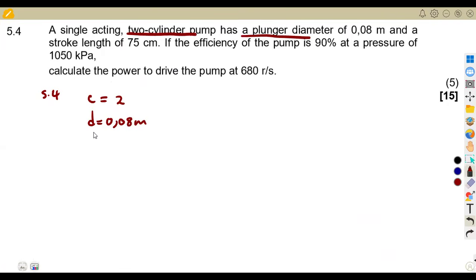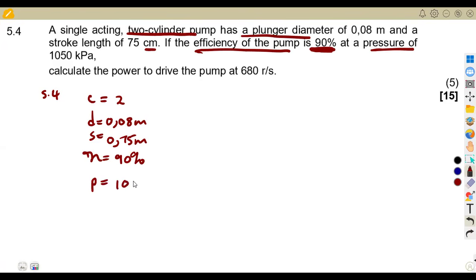And a stroke length, the stroke length convert to meters. This is 75 centimeters divided by 100. That's 0.75 meters. If the efficiency of the pump is 90%, so there we have got the efficiency of the pump, which is 90% at a pressure of 1,050 kilopascal. So a given pressure 1,050 kilopascal. That is what you're given there. Calculate the power to drive the pump at 680 revs per second, given the speed in revs per second of 680 revs per second.